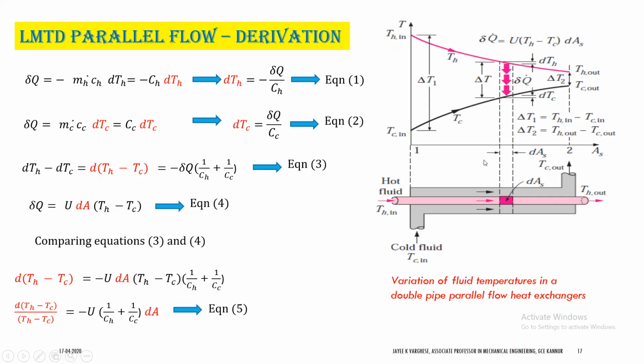So in that regard, we can see that at the inlet end, this end we can call end 1, and the other end we can call end 2 of the heat exchanger. At end 1 of the heat exchanger, the temperature difference between hot and cold fluids is delta T1, whereas at end 2 of the heat exchanger, it is delta T2. T hot minus T cold at end 2 is delta T2.